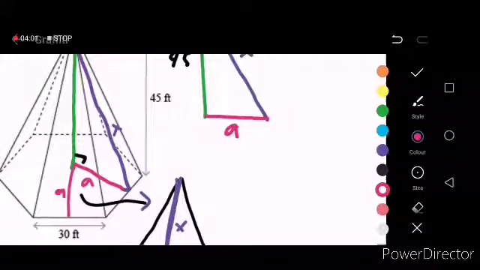Kung mapapansin nyo, kung may a dyan, may a din dito. Pare-parehas lang yan, diba? Kung mapapansin nyo, pwede natin gamitin yung hexagonal base. Tama? Bakit pwede natin gamitin yon? Kasi meron tayong edge nung base which is 30 feet. In this case, kung polygon ang pinag-usapan natin, it's what? It's the side of the polygon.